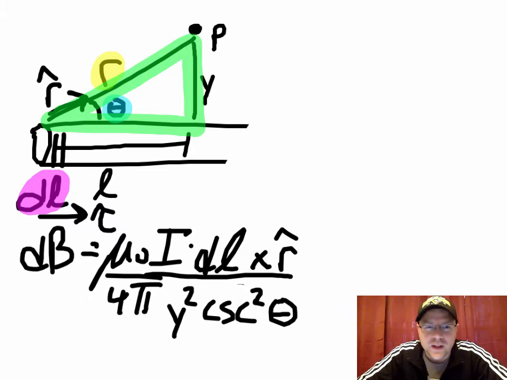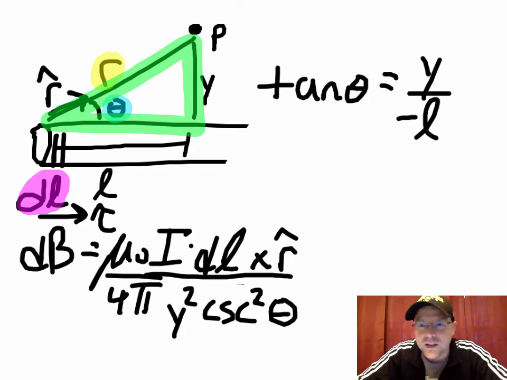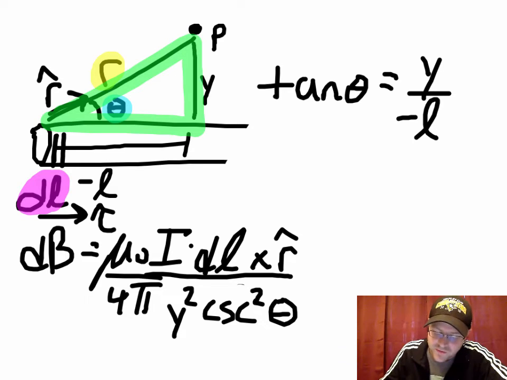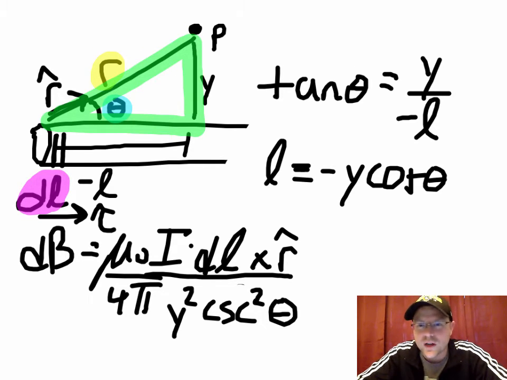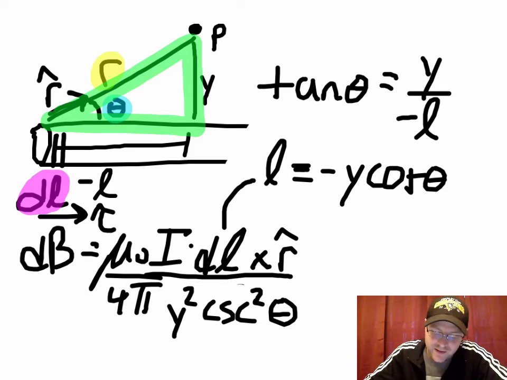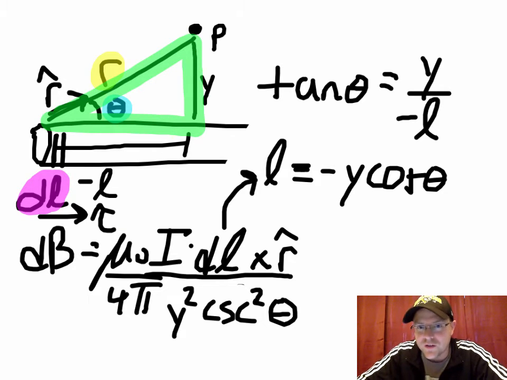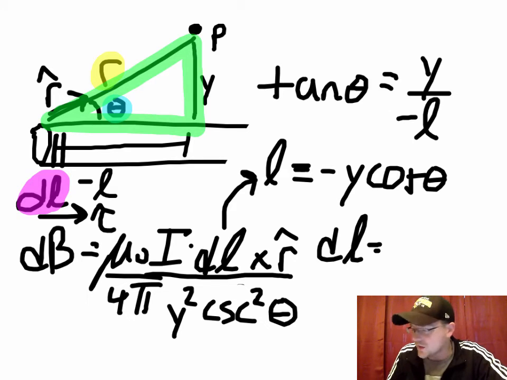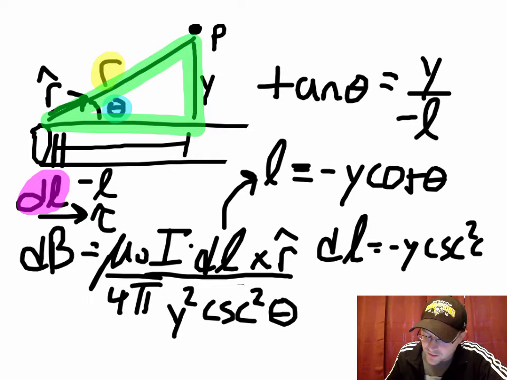So now let's see if we can get rid of that dl. When I write my tangent of theta equation here, I can write it as the constant y, the opposite side, over the adjacent side, negative L. And the only reason I'm making it negative L is because I'm calling the origin where point P is. So I'm going to the left of the origin, negative L. But I need dl in my equation there. So I've got to rearrange this whole equation for L. And I get L to be negative y cotangent of theta. But I've got dl in this equation, which means I've got to take the derivative of L. L just becomes dl, y is a constant, and the derivative of negative cotangent is cosecant squared theta d theta.